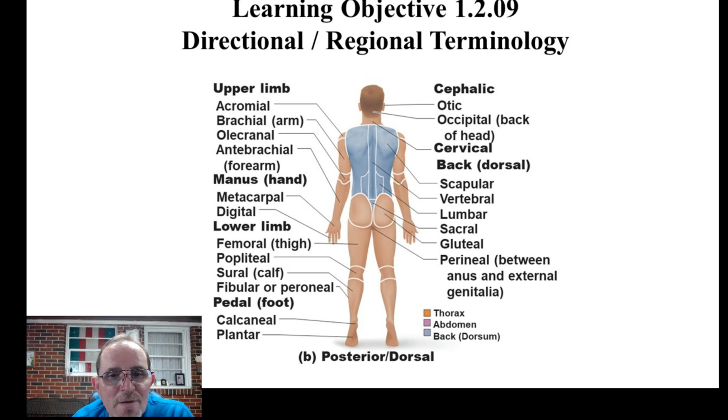When you get to the small of your back, right up above the buttocks, you're going to be in the lumbar region. Underneath that, in like a little triangular shape, is going to be the sacral region. The buttocks themselves are called the gluteal region. Now, the perineal region is going to be between the buttocks and the genitalia. It's that very small region that's on the very bottom of the torso.